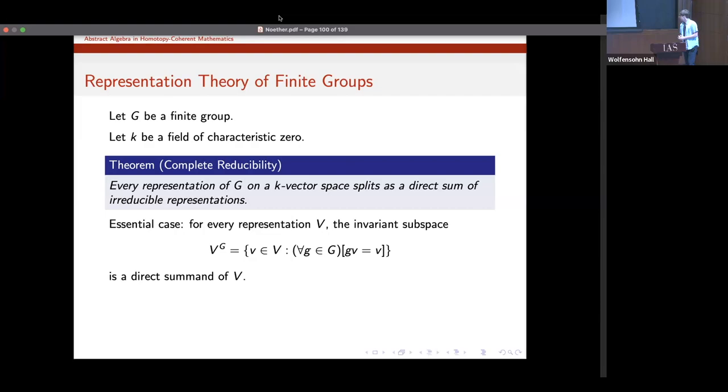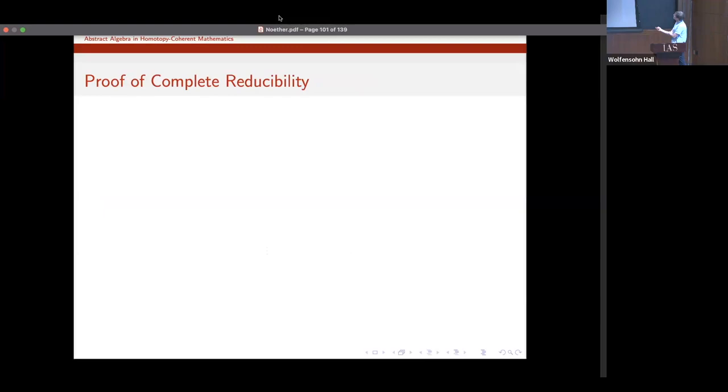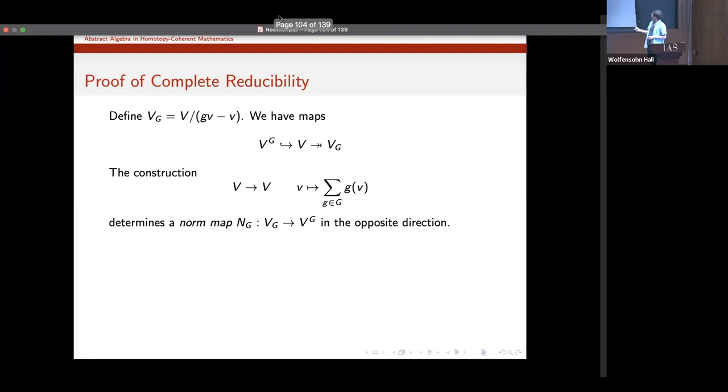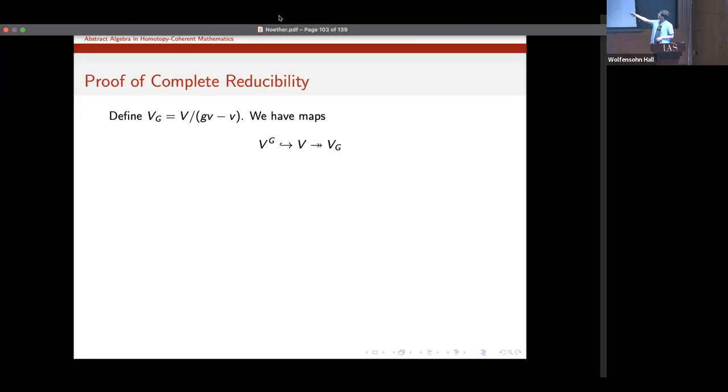So let's just go through the proof of this. How do you prove complete reducibility? Let's consider, in addition to the invariant subspace of V, the coinvariants, the quotient of V by the action of G. I'll denote that by V_G. The invariant subspace sits inside V, and the coinvariants are a quotient of V. In particular, there's an obvious map from the invariants of V to the coinvariants of V. And in order to prove that the invariants are a direct summand of V, it's sufficient to show that this composite map is actually an isomorphism from the invariants to the coinvariants.